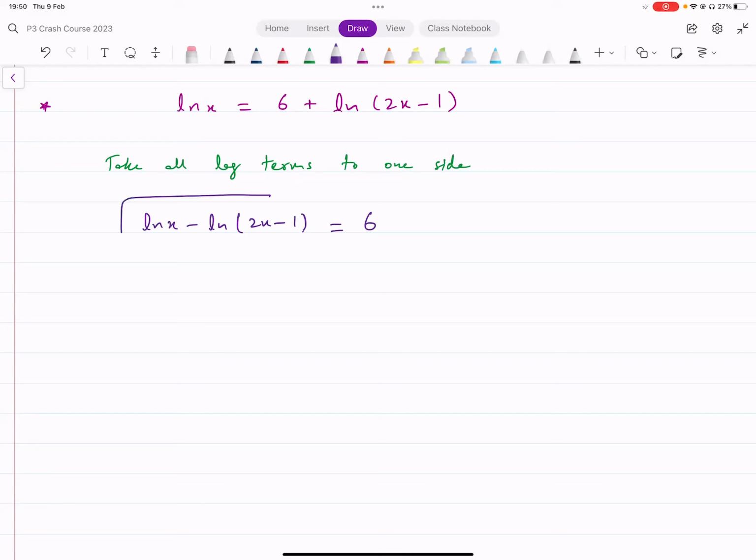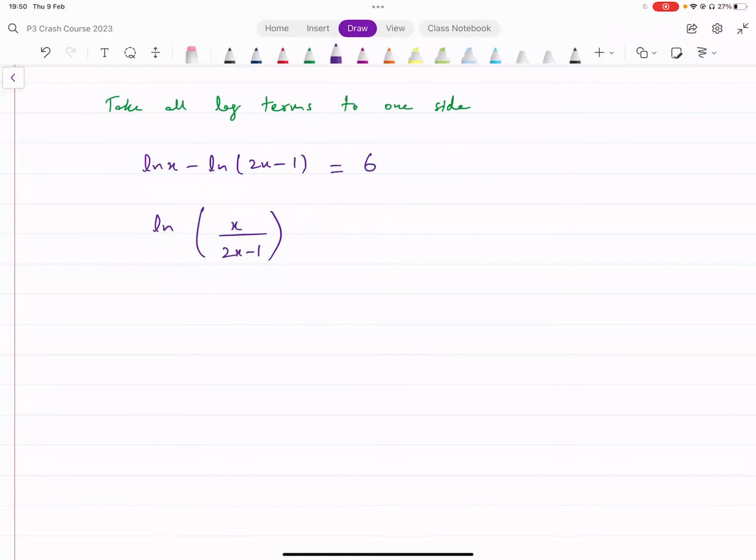Now, can you make it a single log here? You've got a minus outside the log. You could write it as ln of x over 2x minus 1. Using the division law, subtraction outside the log becomes division inside the log. This equals 6.